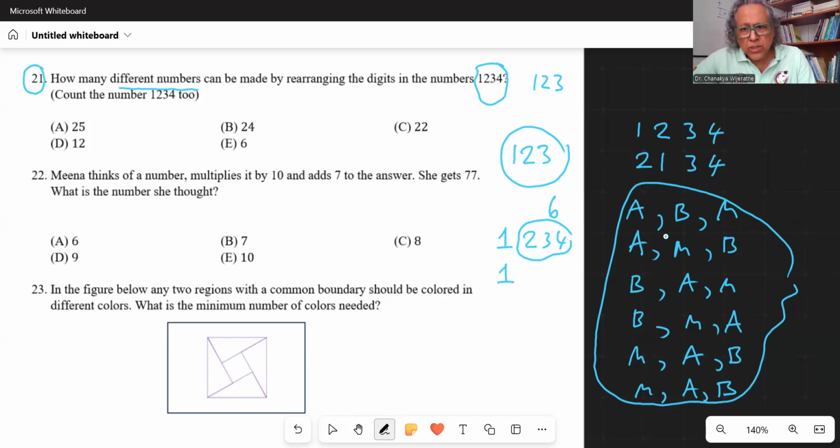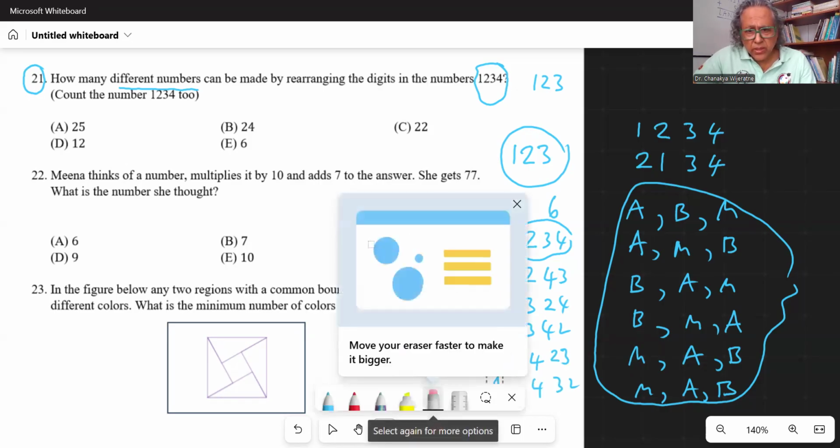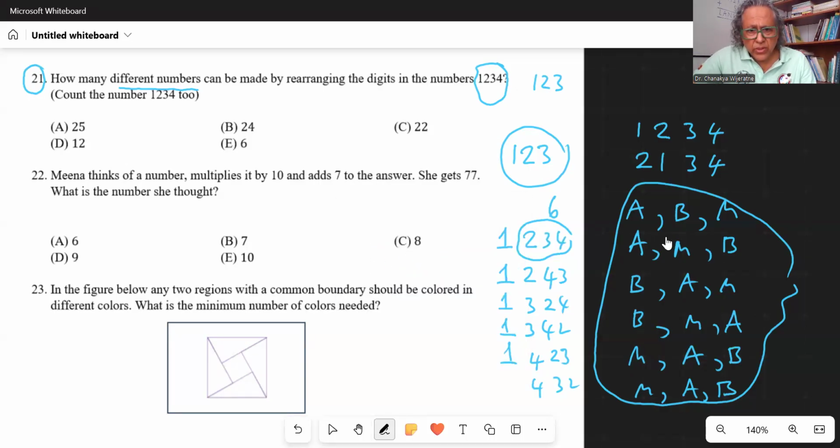So 1234, 1243, now we start with 3, 1324, 1342, and then we start with 4, 1423, 1432. So let me, yeah, that is nice, right? So there are 6 of them, right?